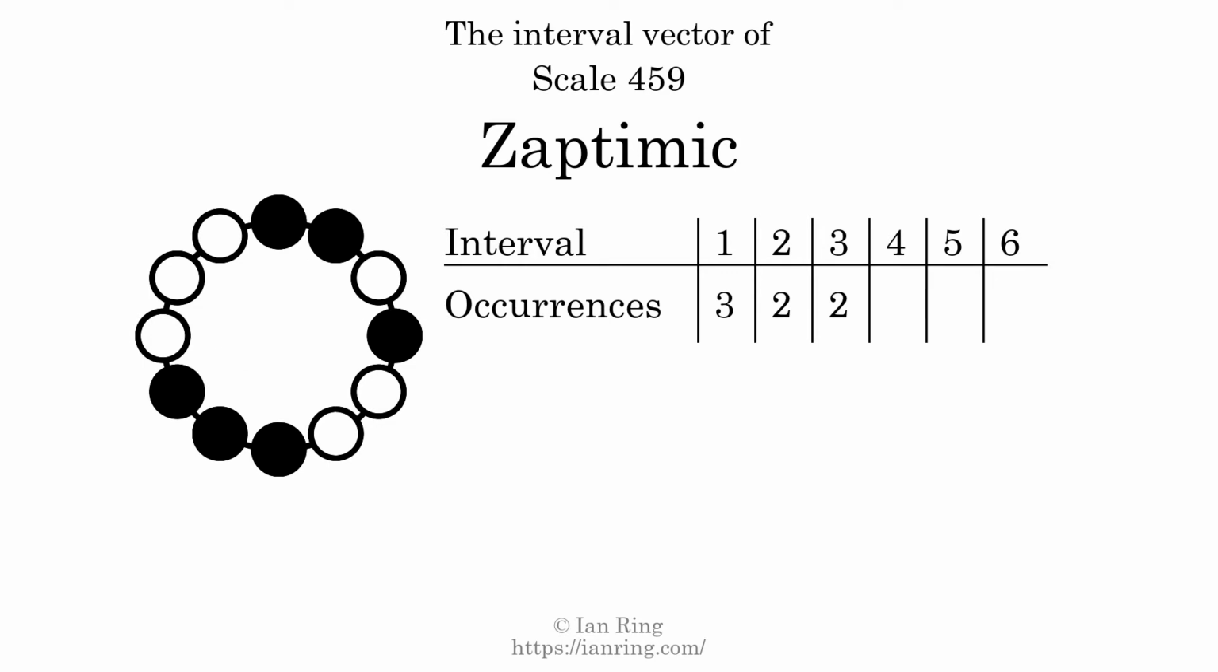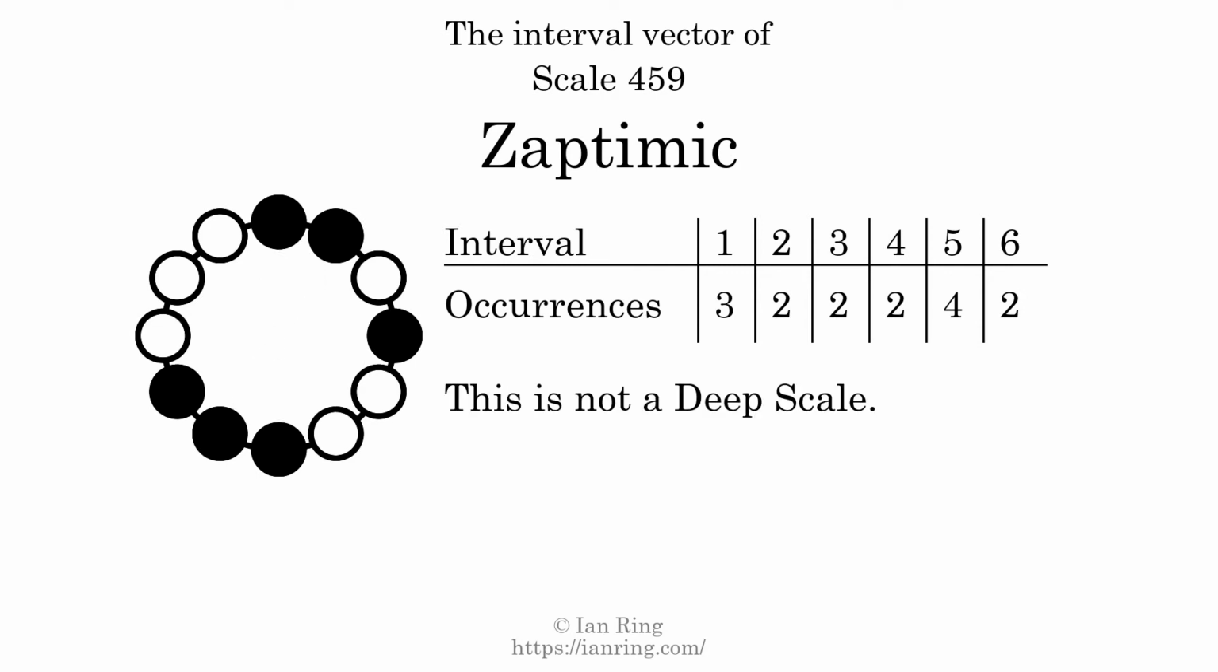There are 2 intervals with the size of 3 semitones. They are here, and here. There are 2 intervals with the size of 4 semitones. They are here, and here. There are 4 intervals with the size of 5 semitones. They are here, here, here, and here. There are 2 intervals with the size of 6 semitones. They are here, and here.